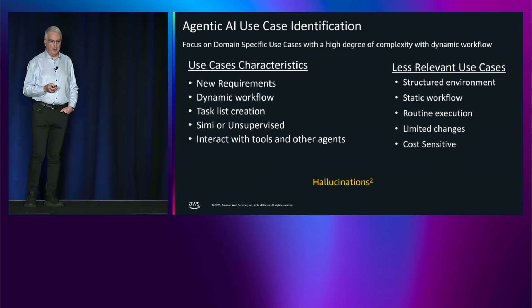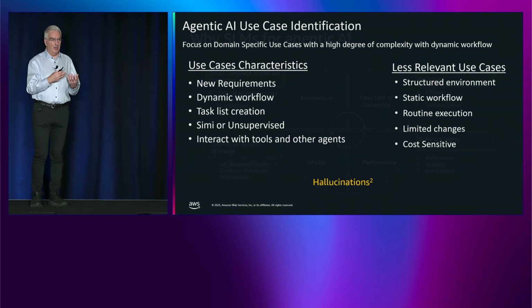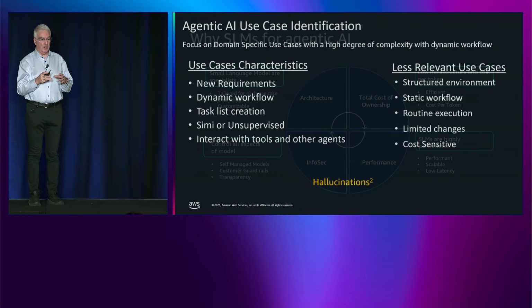And one thing to bear in mind is hallucinations. In generative AI, hallucinations are bad. In an agent, if it goes off the rails, it can be really bad. So you always want to try and constrain the way the system's working and also how it behaves.